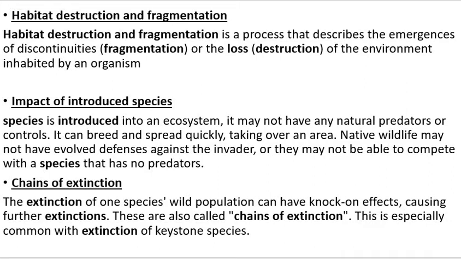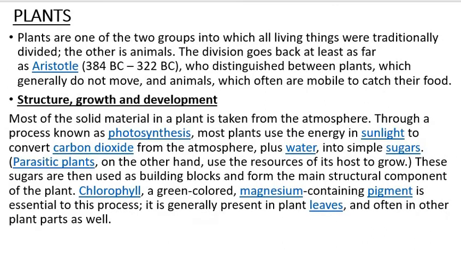These are some reasons of extinctions. If we move forward, next is plants. Plants are one of two groups into which all living things were traditionally divided. The other is animals.